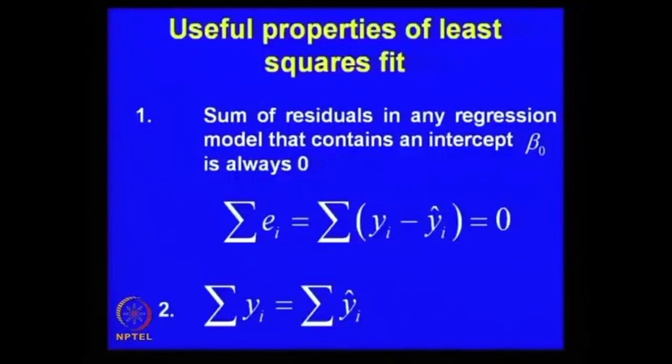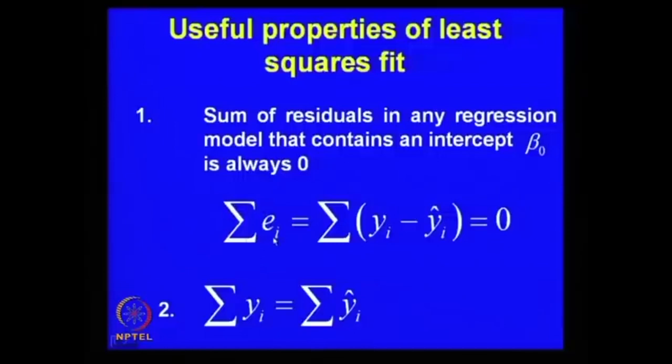Well, next we move to the useful properties of the least square fit. We know what a residual is. This e_i is the difference between the observed response value and the predicted or estimated response value. The first property says that the sum of residuals in any regression model that contains an intercept beta naught is always 0. I am going to prove this one.